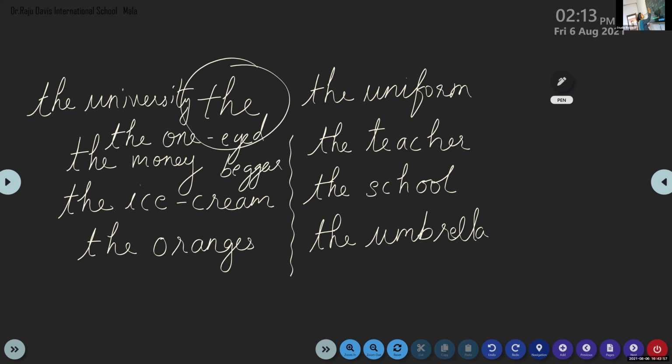One-eyed beggar. Look at this word, O-N-E. Of course, the letter O is a vowel, but look at the pronunciation: "one-eyed beggar". It's a consonant sound. So we never say "the one-eyed beggar" with the vowel-sound "the"; we say it with the consonant-sound "the". I saw the one-eyed beggar on the street again.